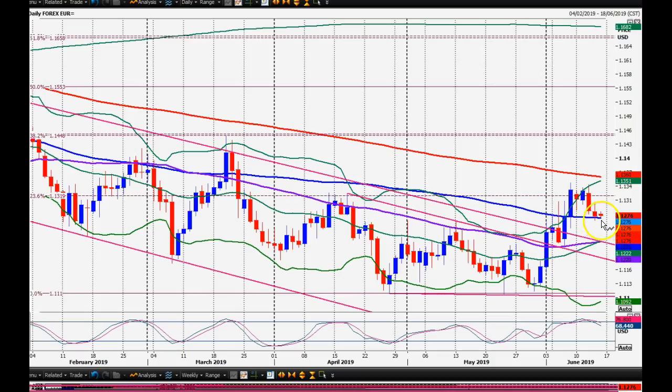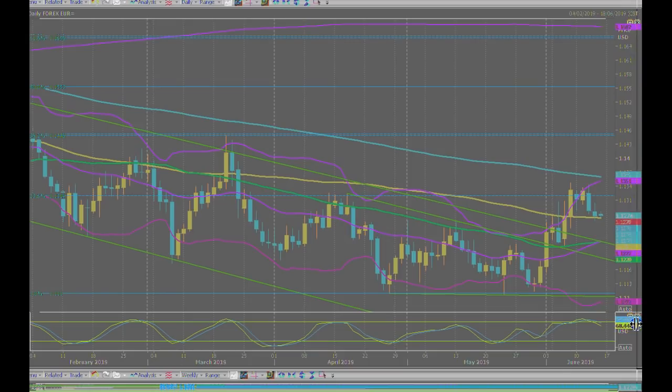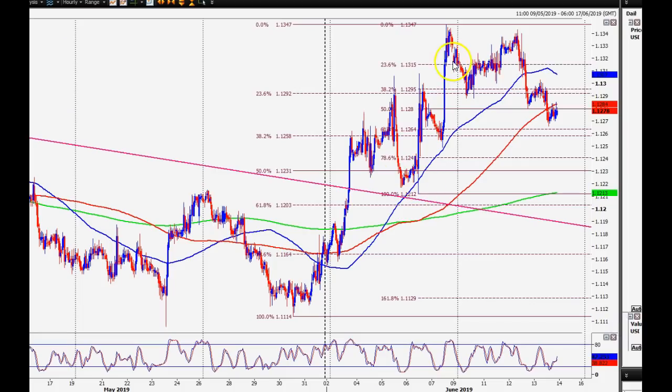Euro testing support at 112.70, which is the 100-day moving average. So, oops. I think I had 112.95, 112.85 on my report. So below 112.70 is going to clearly be negative.